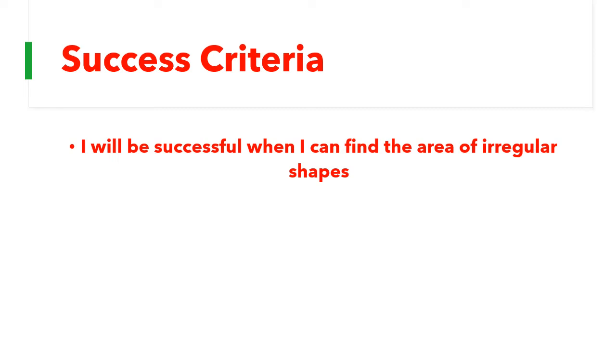So the success criteria for this one is you will be successful when you can find the area of irregular shapes. So basically taking multiple shapes and figuring out the area of it.